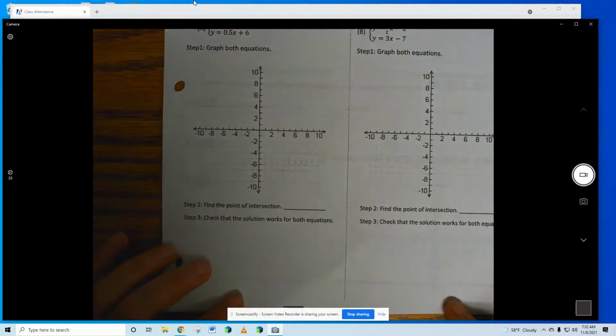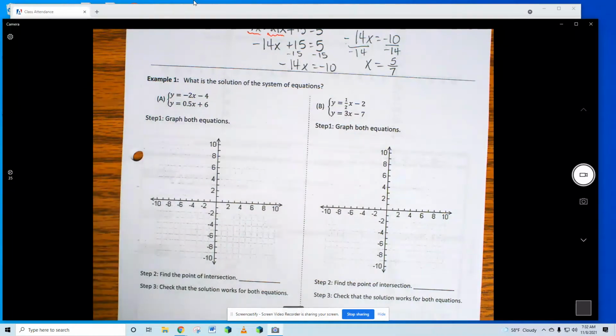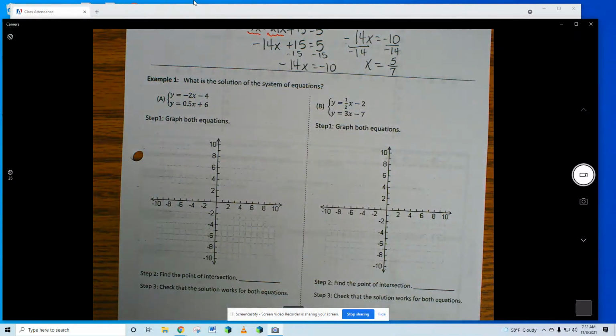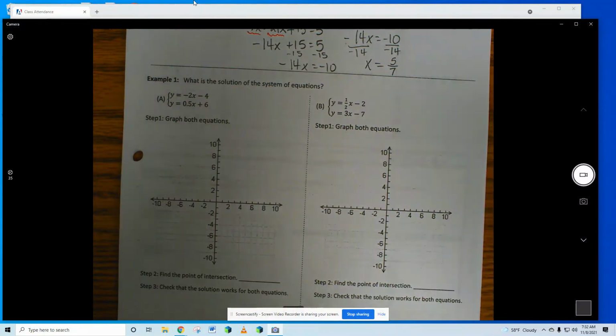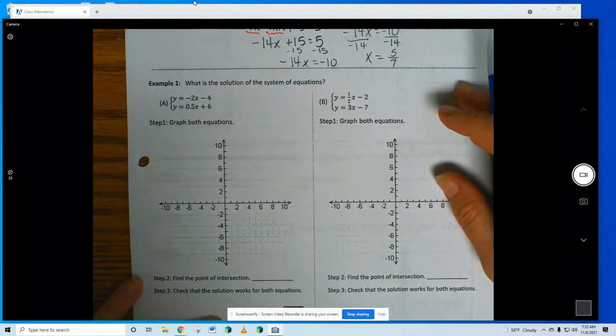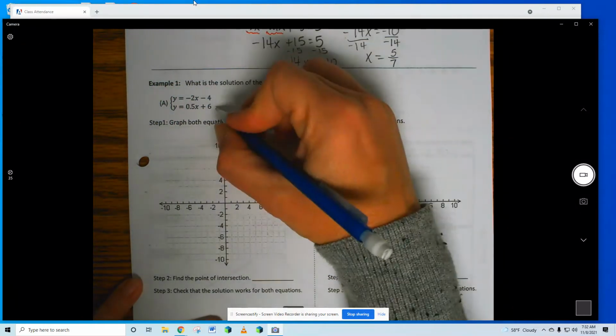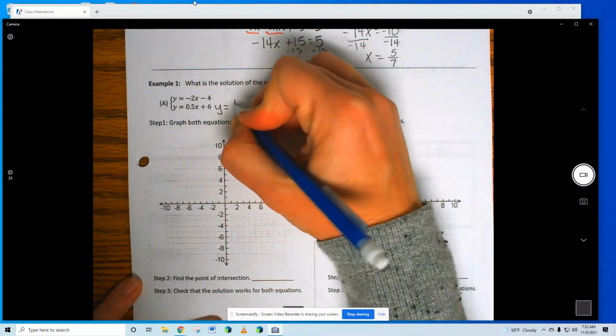All right, example 1. What is the solution of the system of equations? All right, well, we are just graphing both equations on the same graph. Please notice this decimal point. What's the same as 0.5 or 50 cents? What fraction should I use for rise over run? Yeah, 0.5 is 1/2.